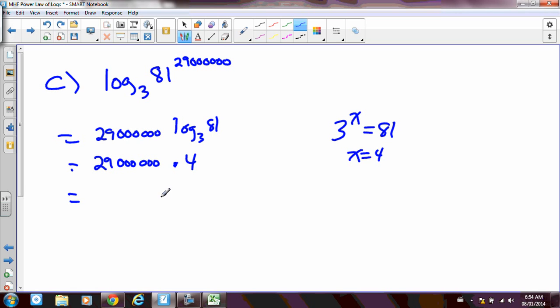And then I can do this, 0, 0, 0, 0, 0, 0, 116 million is my answer to this. That said, a calculator simply can't handle that because the 81 to that exponent won't work.